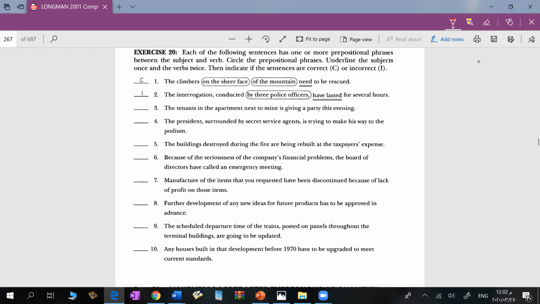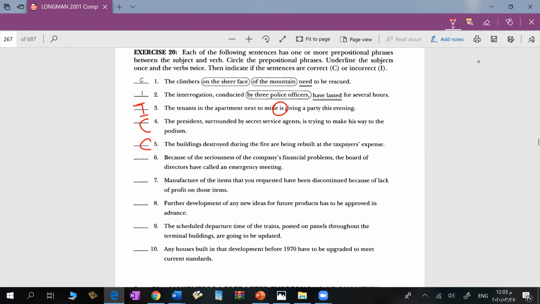Okay. The tenants in the apartment next to mine is giving. What do you think? I think incorrect. How can I make it correct? Are. Thank you very much. Are giving. The president, surrounded by Secret Service agents, is trying. Correct. The buildings destroyed during the fire are being. Correct. Because of the seriousness of the company's financial problems, the board of directors have called.